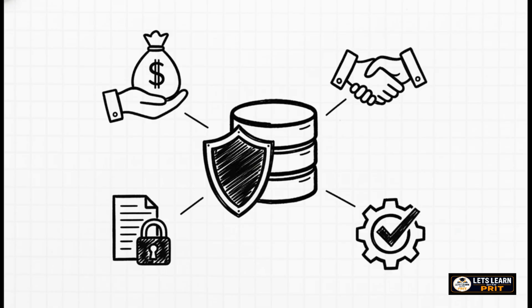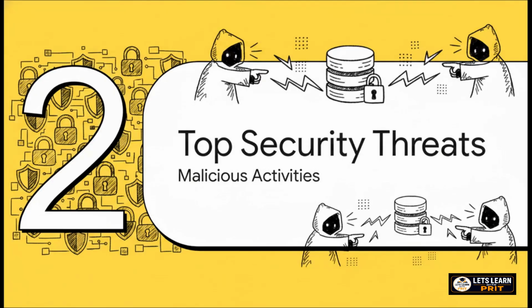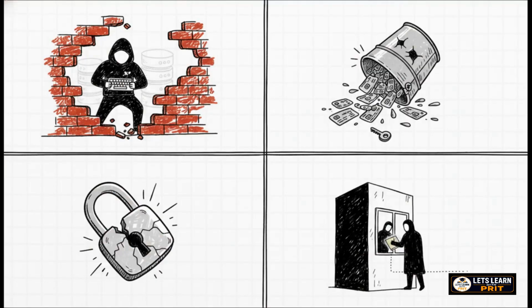Moving to Section 2, the top database security threats. Let's look at exactly what we're defending against. These are the absolute top database security threats you must know for the exam. First up is unauthorized database access, basically hackers breaking right through the firewall. Second is massive data leaks, where hackers download millions of records and just sell them online.